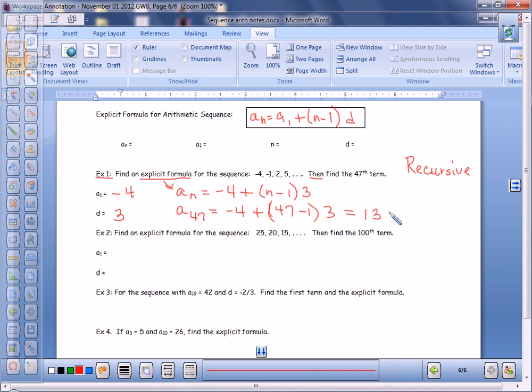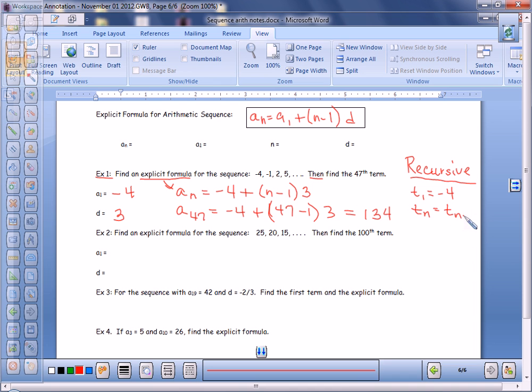Okay, now, just so we don't forget, let's go back and do recursive. What is the first term? Okay, and then to find any term after that, you take the one before it and add 3.